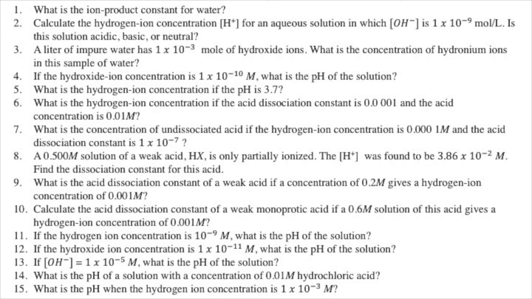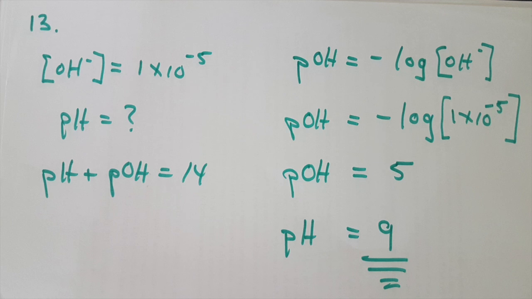Number 13, if the OH concentration is 1 times 10 to the negative 5th, what is the pH of the solution? Very simple. We really just did this. We'll do it again. It's the same. Remember, the pOH and the pH have to equal 14. So if the pOH is 5, the pH is 9.